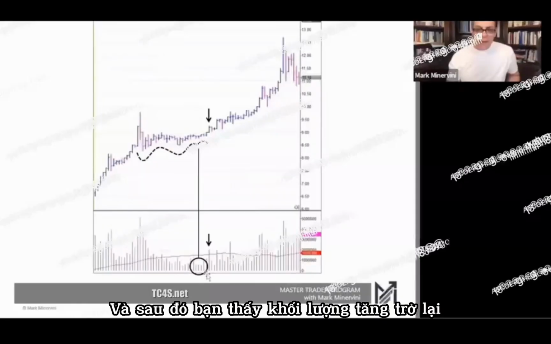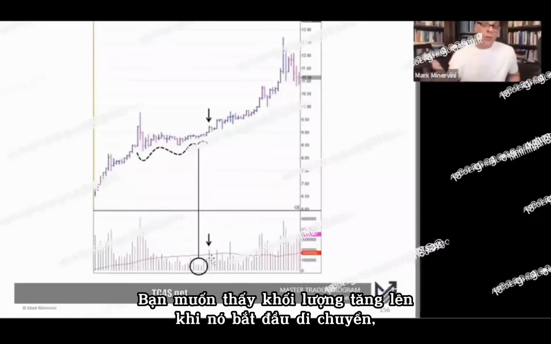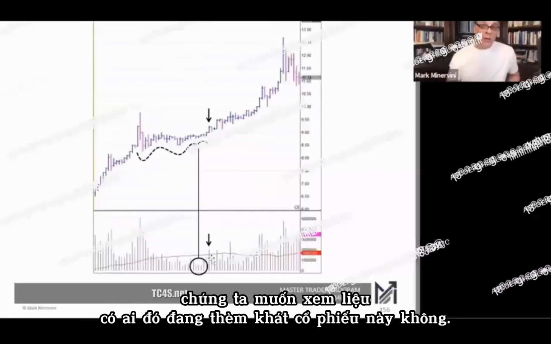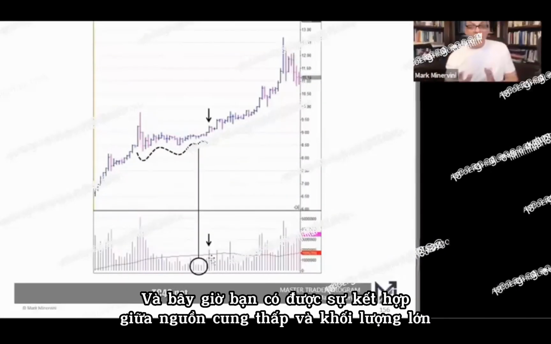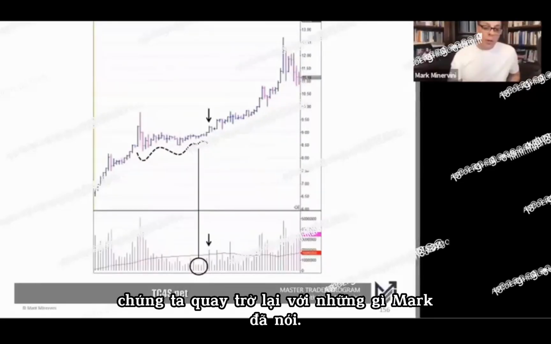And then you see the volume comes in, and that's the next thing you want to see. You want to see volume come in. Once it starts moving, we want to see if there's actual appetite for it. So now you get that combination of low supply and heavy volume coming in, and that's how it gets explosive. But here's the thing: we go back to what Mark was saying.